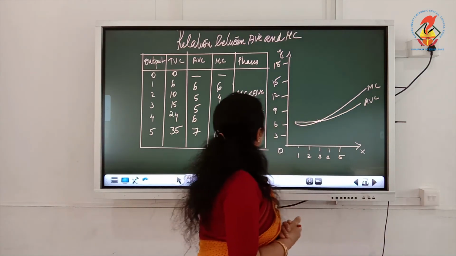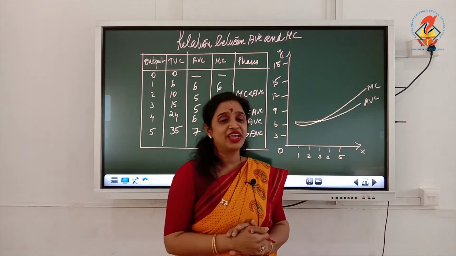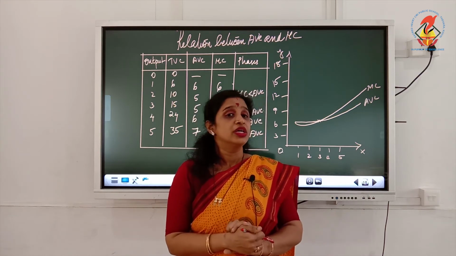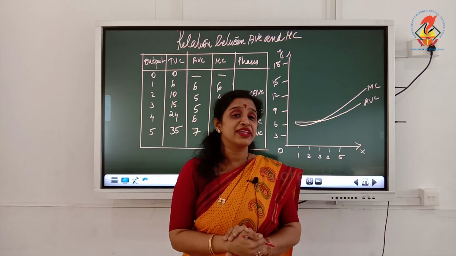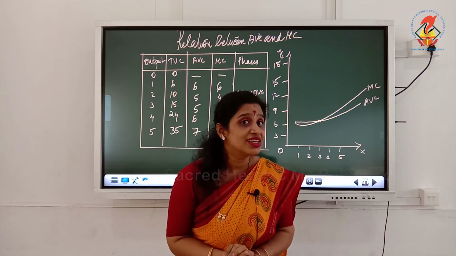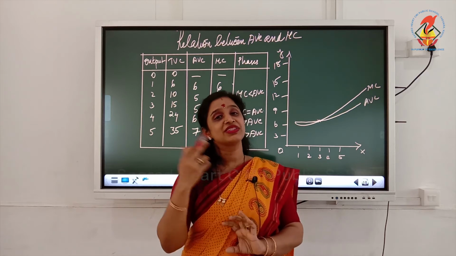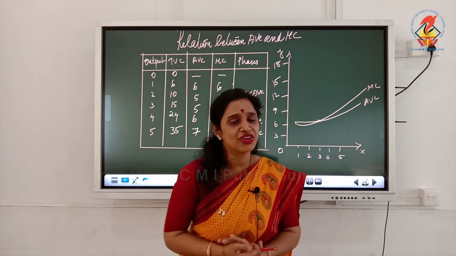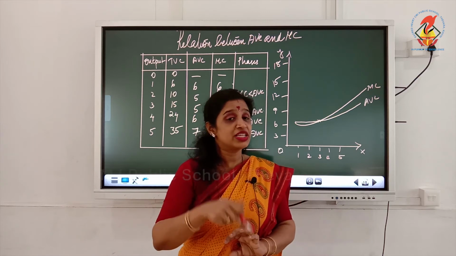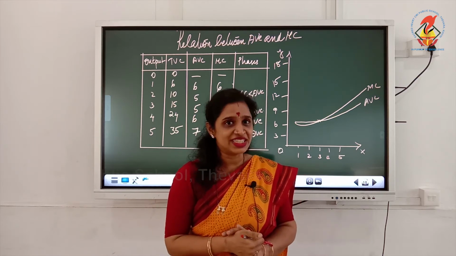Now we will move on to the relationship between AVC and MC. Before learning this, let me recollect the relationship between MC and TVC. The relation is MC is addition. Any addition will cause a change in the variable cost, and AVC is found from TVC, isn't it?